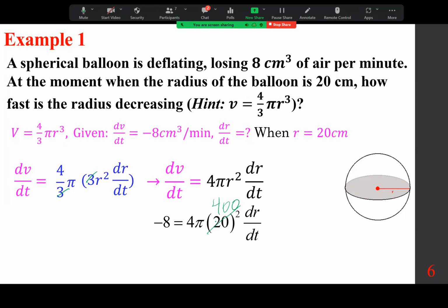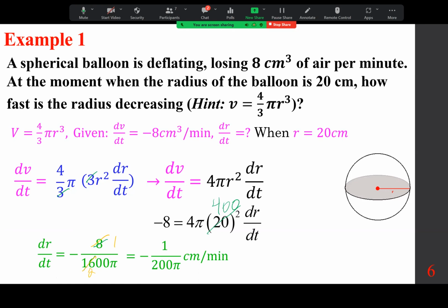So this is 400 times 4 is 1600. So we're going to divide both sides by 1600 pi. 8 cancels out the 16, 16 changes to 2. So dr/dt is -1/(200 pi) centimeters per minute.